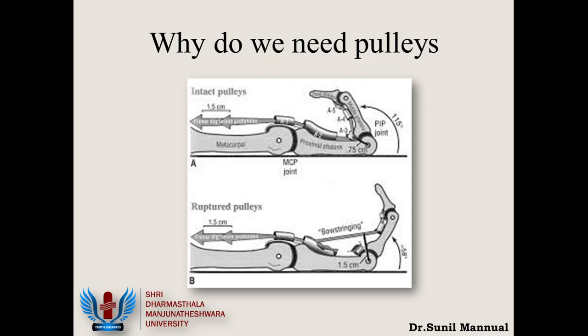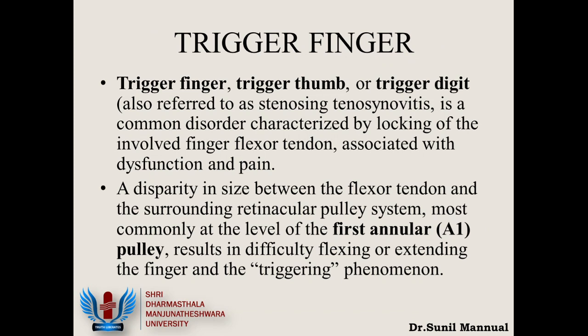Now if you go to figure B in slide number 41, you will notice that one of the pulleys is broken, and when the pulley is broken, the tendon tends to bowstring. So bowstringing is not a problem, but it reduces the efficiency of the pulley. So this is the reason why we have such an intricate mechanism in each of the fingers with the help of the pulleys.